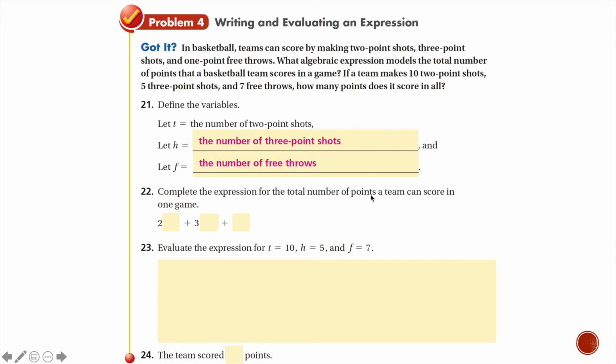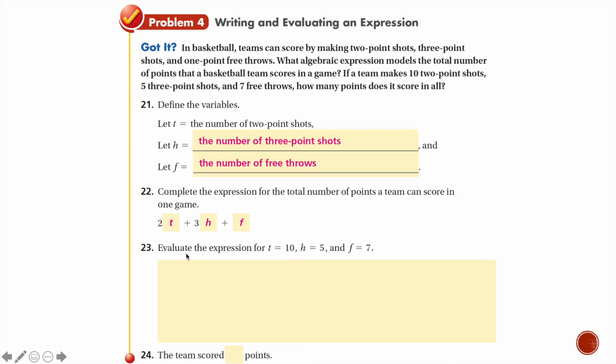Right. Complete the expression. Well, we have to pay attention to how many points they count, right? So if we have 10 2-point shots, well, we know that 2 points is a shot, so 2 points represents t, which is going to be the number of 2-point shots, so it's going to be 2t. 3 is the number of points that we get from a 3-point shot, so we have to do the number of 3-point shots and attach that to the 3, because that's how many points you get per 3-point shot. And last but not least, you only get 1 point per every free throw, and therefore we're just going to have an f. Now let's evaluate the expression for t equals 10, h equals 5, and f equals 7.